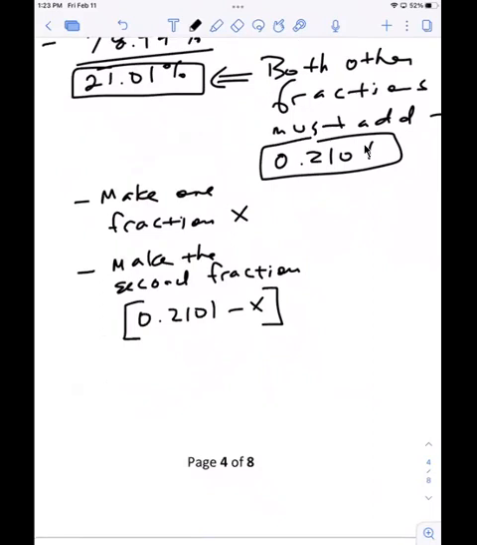Yes, sir. Yeah, it's just like the other problem. The only difference is they gave us one fraction, and so we have an amount that's left from that fraction. Both the second and the third fractions have to add up to that amount. So if we make one x, the other one is going to be 0.2101 minus x. All right. I saw that too. I see it now. I appreciate that. And I see your answer too, Mary.